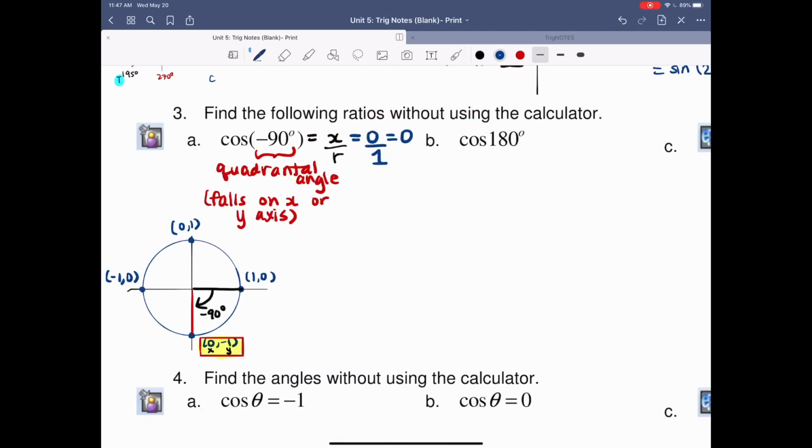And so I have figured out using the unit circle that the value for cos negative 90 degrees is equal to 0, and I was able to break it down based on this. On the calculator, when you put that in, you will get 0. But again, you have to show your work on how you arrived at that.